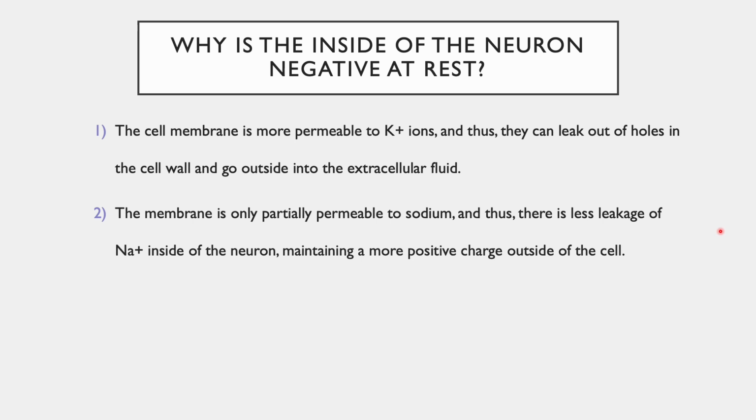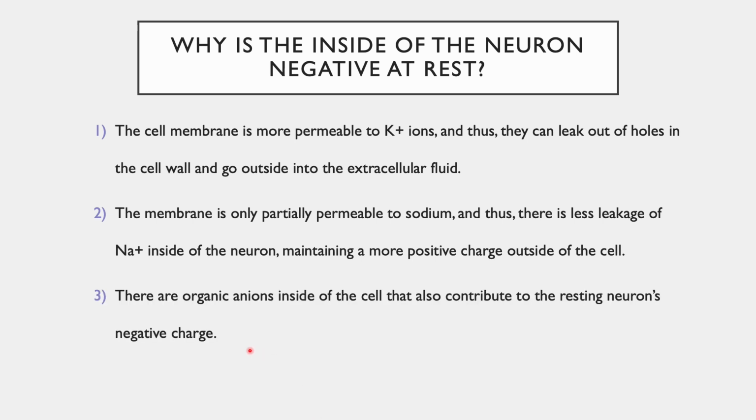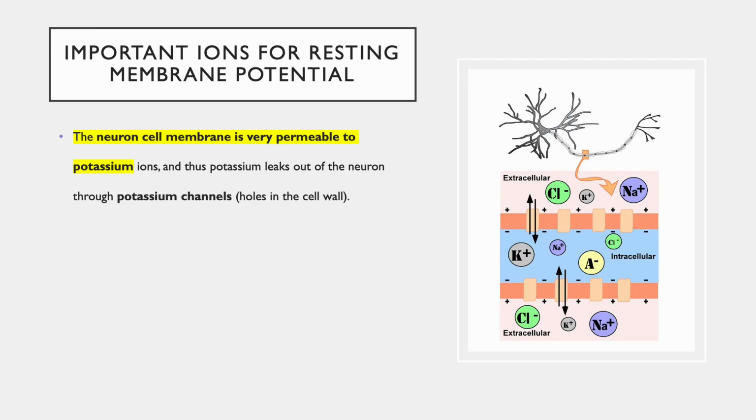Additionally, the membrane is only partially permeable to sodium, and thus there is less leakage of sodium inside of the neuron, maintaining a more positive charge outside of the cell in the extracellular fluid. There are also organic anions inside of the cell that contribute to the resting neuron's negative charge. All three of these play a key role in allowing the cell to rest in between nerve impulses that are known as action potentials. Let's take a closer look.